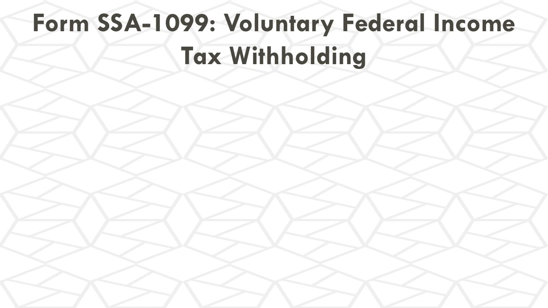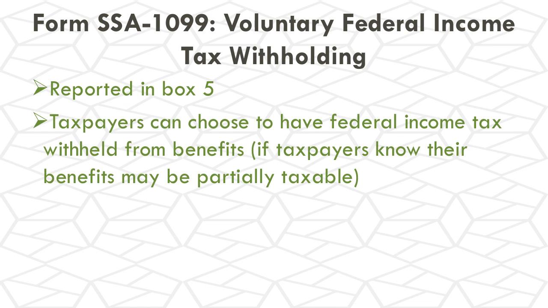Now, most taxpayers will have no federal income tax withheld from Social Security benefits, but if they do, it will be reported in box 5. Most won't need to have federal income tax withheld because it won't be taxable, but you need to make sure that you always look at this box to see if there is any federal income tax withheld from benefits, because they may have chosen to have some withheld. This is voluntary, it's not required, but they may choose to have federal income tax withheld if they know that their benefits are going to be partially taxable due to other income they may have for the year. So make sure you're always looking, because it can be really easy to miss this amount if you aren't looking for it.